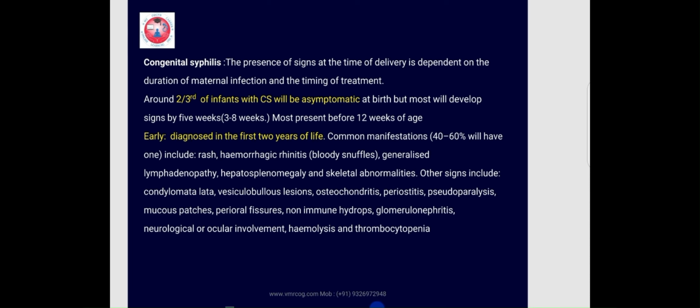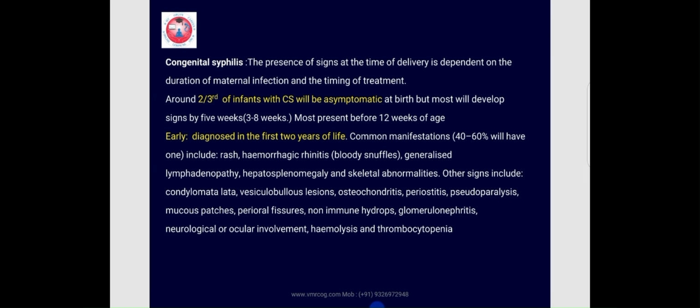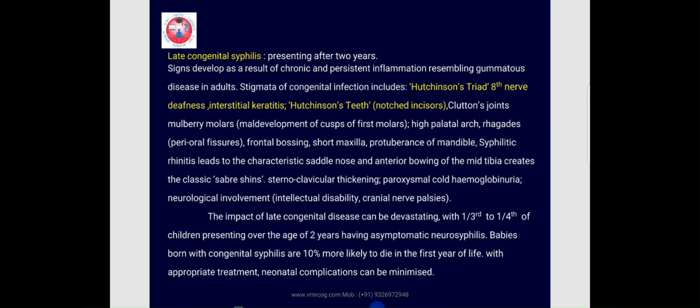Okay, so please remember these particular features, and you should not miss the rash, hemorrhagic rhinitis, and osteochondritis, periostitis, as well as hepatosplenomegaly, lymphadenopathy, etc. Okay, now coming to the late congenital syphilis. Late congenital syphilis presentation is 2 years after the birth. Signs develop as a result of chronic and persistent inflammation resembling gummatous disease in the adults.